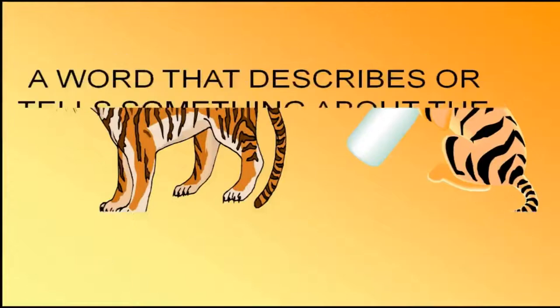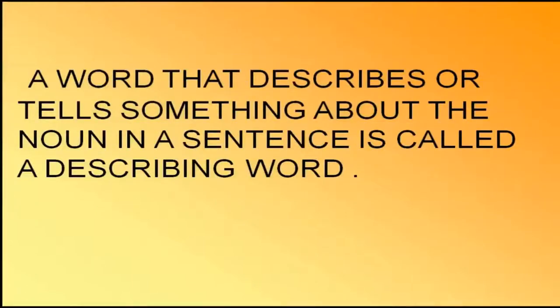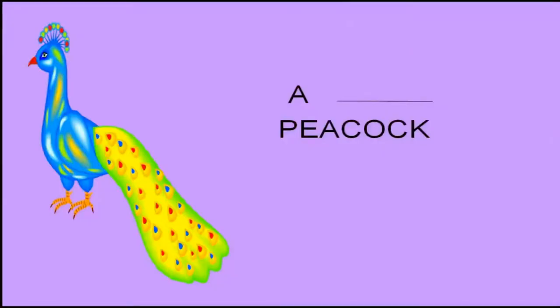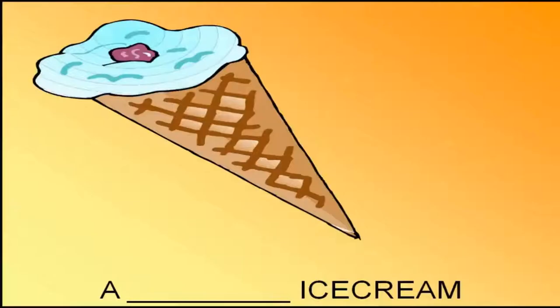So here we can define: a word that describes or tells something about the noun in a sentence is called a describing word. We have seen some examples also. We'll see some more examples. Think about the adjective: a colorful peacock, a beautiful peacock. Now the next word, ice cream. How is the ice cream? Sweet, cold.